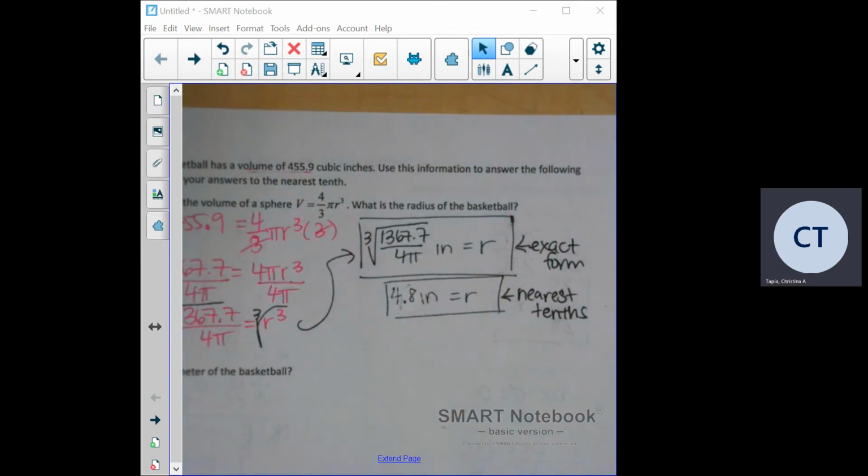Towards the end of the school year, I'm going to be asking a lot of what is the exact form. Make sure you know how to write it. But I digress. After you finish with writing this out for part A, try part B. What's the diameter? You don't need me for this. I'm just helping you.